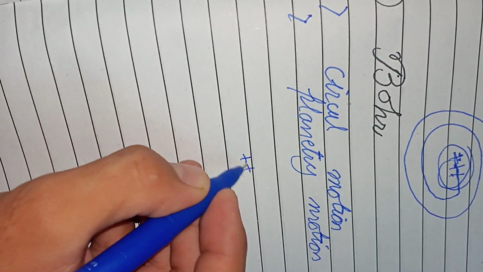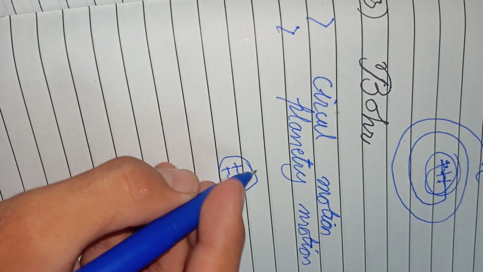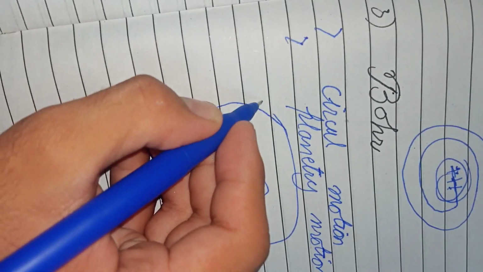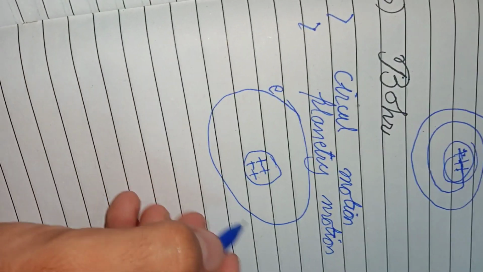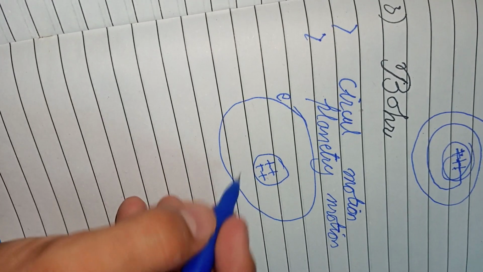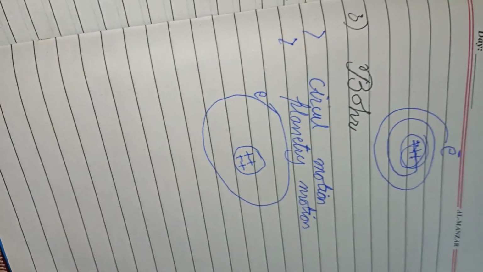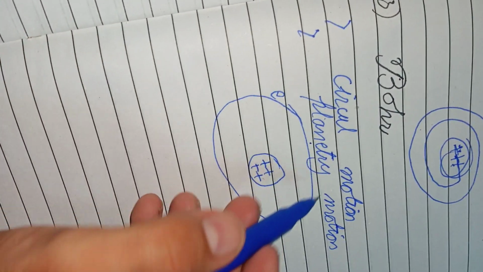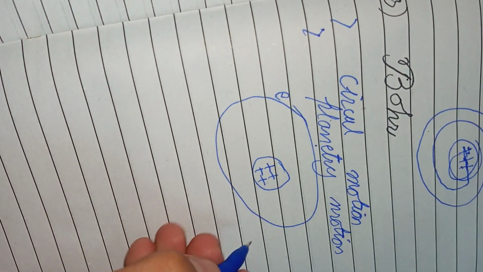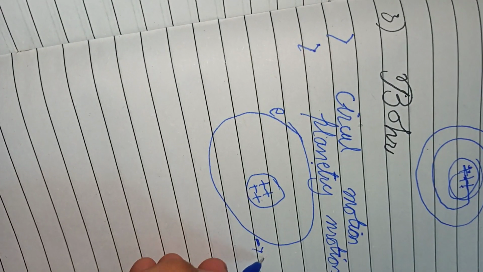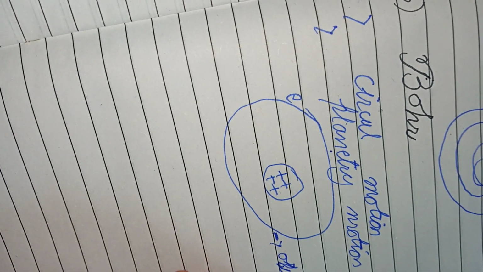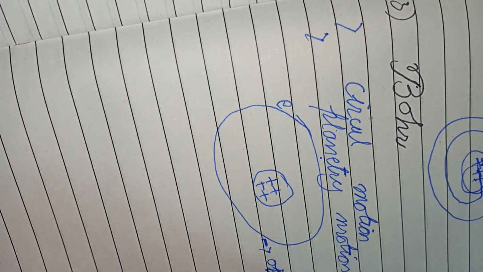Here, protons are in the center, and he said that electrons are completely revolving around the nucleus, like planets around the sun. That's why it's called planetary motion or circular motion. They are carrying out circular motion. He called this an orbit, because the place where planets are revolving is known as an orbit.